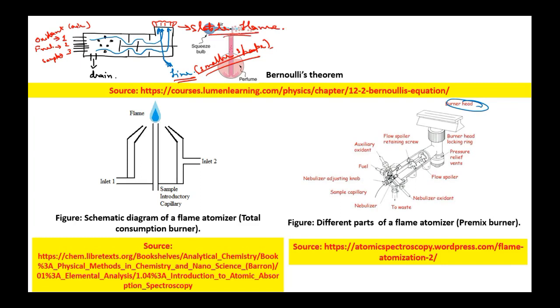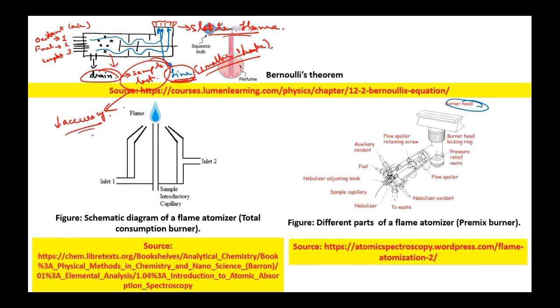However, there is a problem over here. If only the fine mists are gaining entry into the burner head, then a large amount of the sample is also being lost, and it is being lost through the drain. And if the sample is lost, then what happens? You are losing your accuracy.